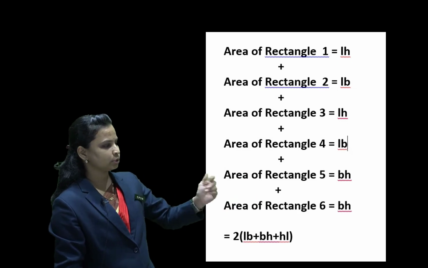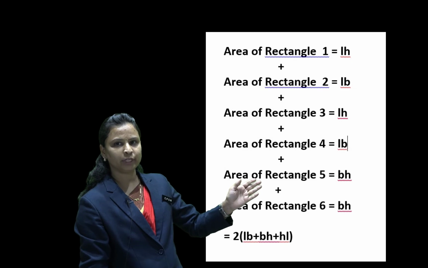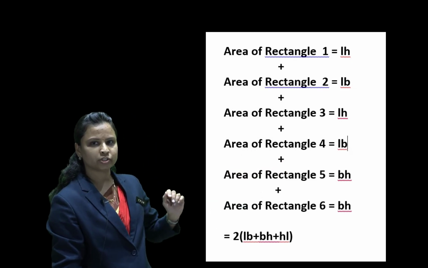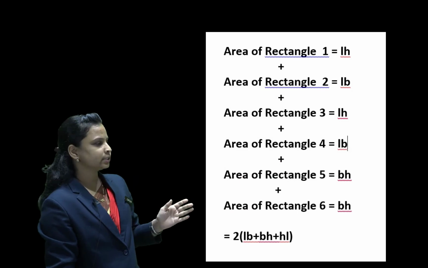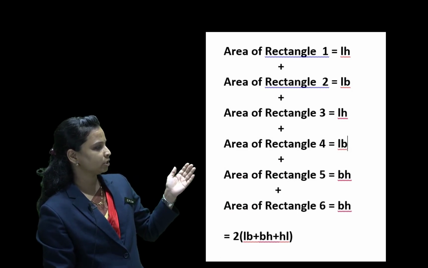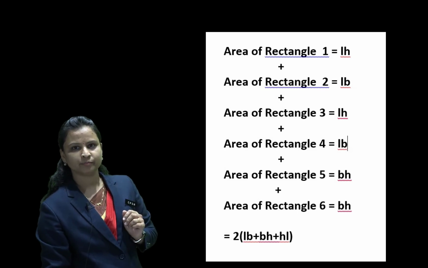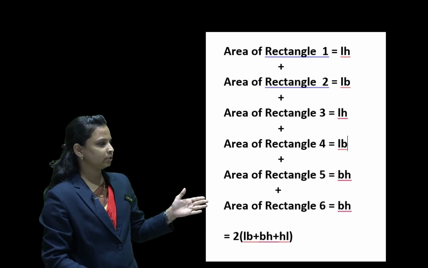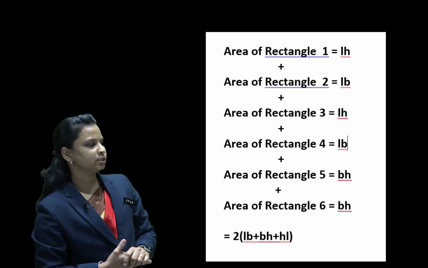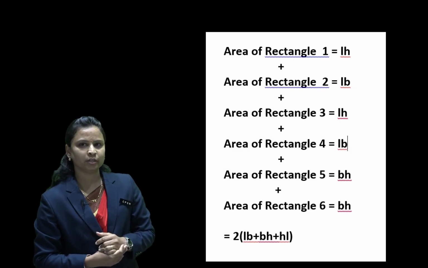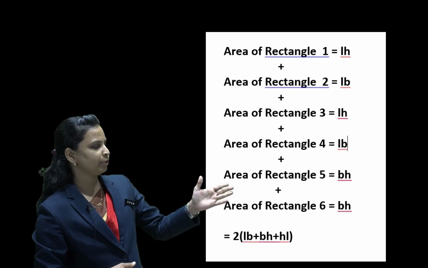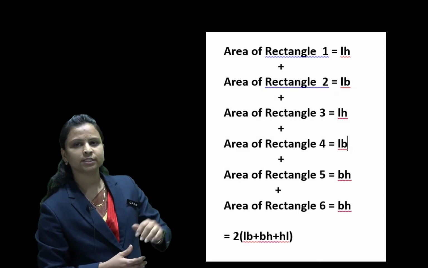So, it equals 2 into LB plus 2 into BH plus 2 into HL. It gets 2 into bracket LB plus BH plus HL. So, this is nothing but the surface area of a cuboid. So, the surface area of a cuboid is equal to 2 into bracket LB plus BH plus HL.